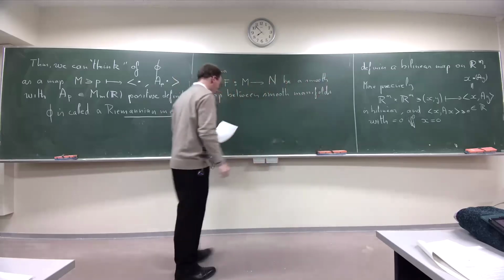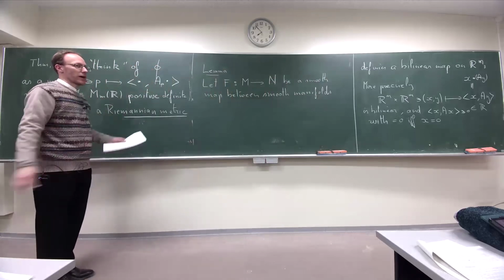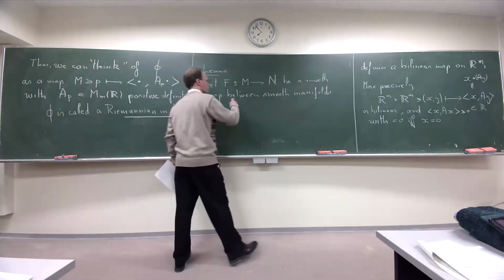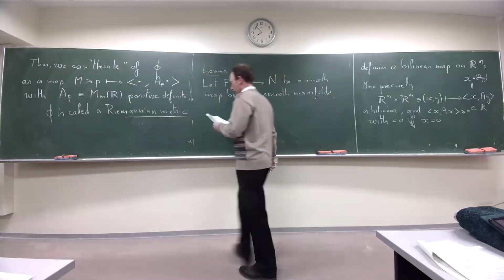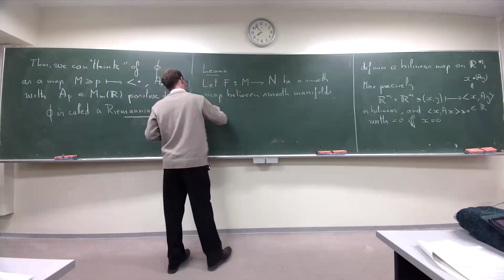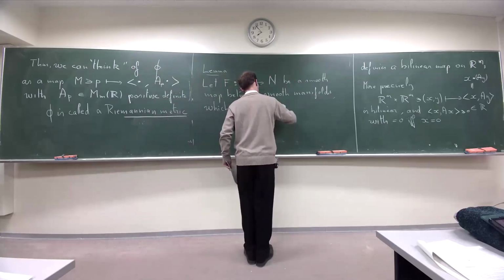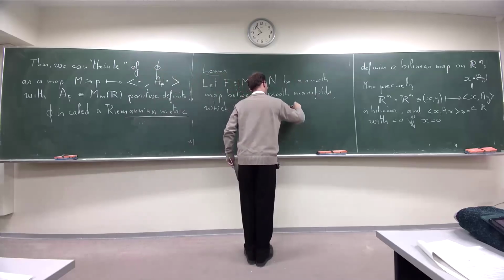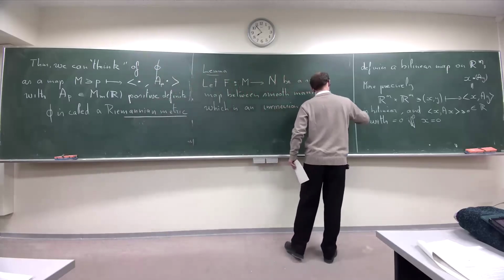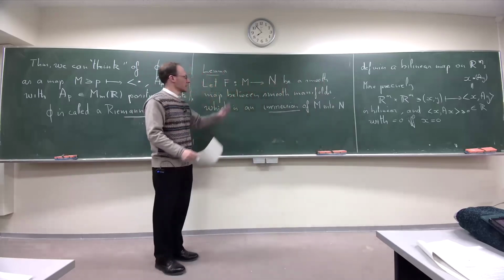You can wonder if one of them is endowed with a Riemannian metric. Can you put a Riemannian metric on the other one? And I need a little bit more than just a smooth map. Let F be a smooth map between smooth manifolds, which is an immersion of M into N. Yeah, we spoke about this a long time ago, but how you should think about it.